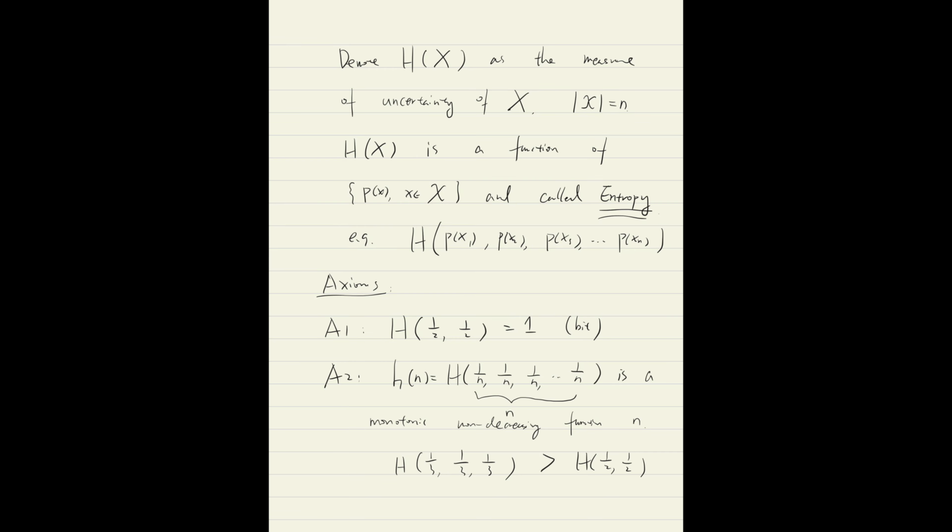Second axiom. This one I think is relatively easy to understand. We denote small h of n equals capital H of 1 over n, 1 over n, 1 over n, and so on. So how many terms do we have here? N, exactly. Because it's 1 over n. If it's 1 over 2, I have 2 terms. With 1 over n, we have n terms. We need to make sure the summation of all of them is 1.